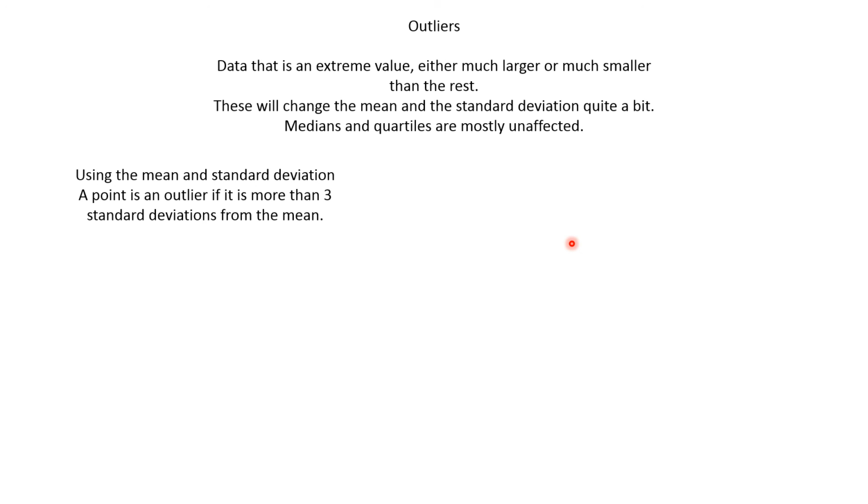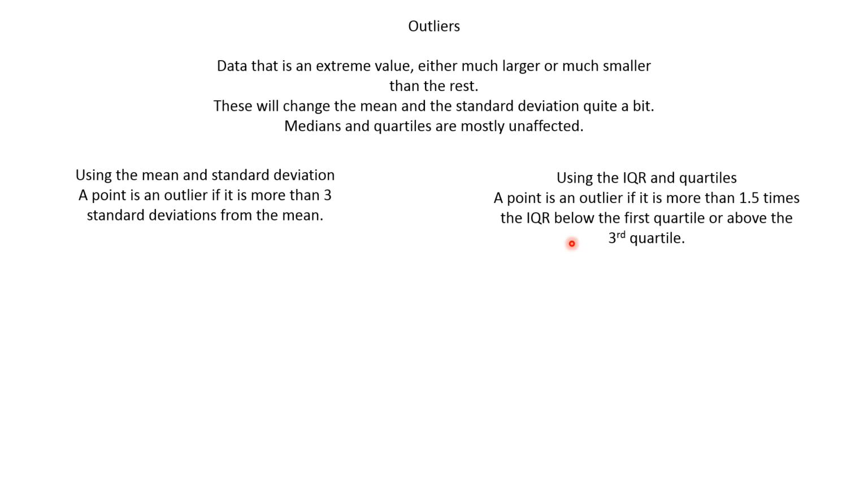And then the other way we can tell is using the interquartile range and the quartiles. If it's more than 1.5 times the interquartile range away from a quartile, it's considered an outlier. And so our interquartile range was 2. 1.5 times 2 is 3. So if we took our first quartile of 14 minus 3, that gives us 11. Anyone less than 11 years old would be considered an outlier. Our third quartile, 16 plus 3, is 19. Anyone above 19 would be considered an outlier.